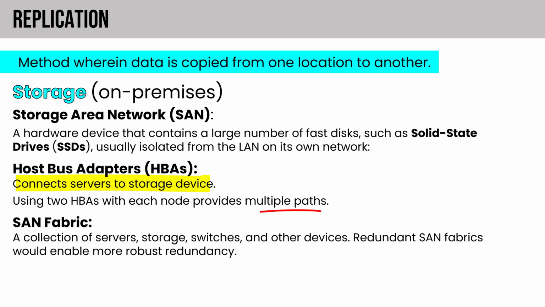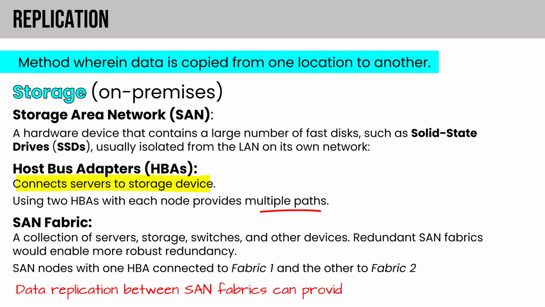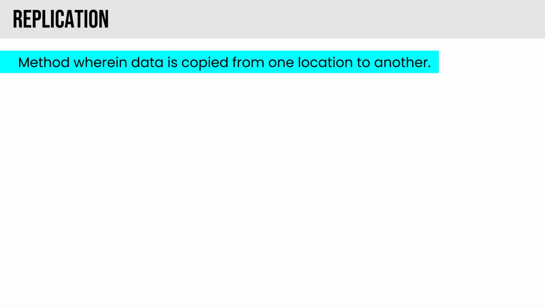And in fact, in this fabric, switches are mentioned because your SAN will have dedicated SAN switches that are function specific for this configuration. And SAN nodes with one HBA connected to SAN Fabric 1 and another connected to SAN Fabric 2 would provide redundancy, and we can replicate data between those SAN fabrics to provide service level resilience. And we can handle that replication between SAN fabrics in a single data center, or we could take that to a remote data center to facilitate continued service operation through site failure.